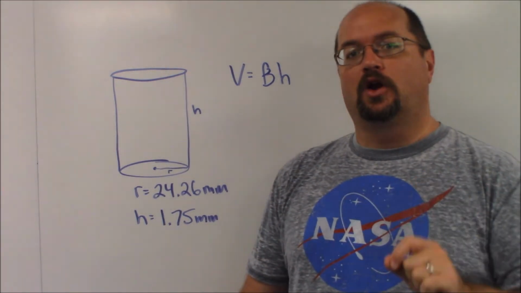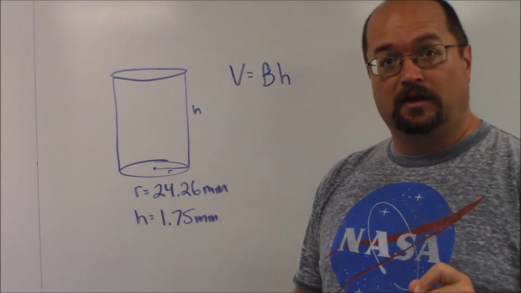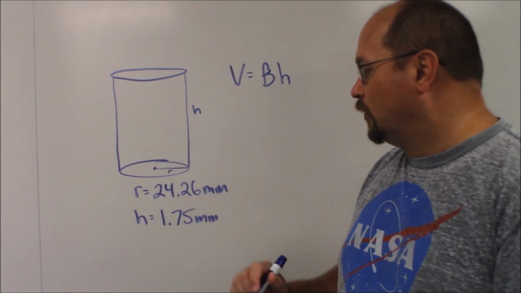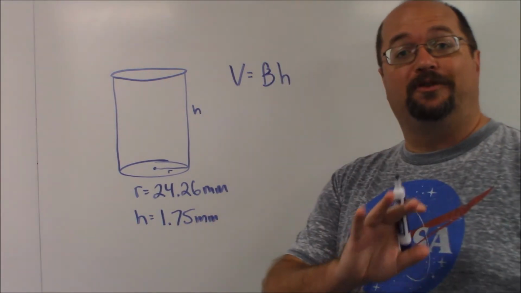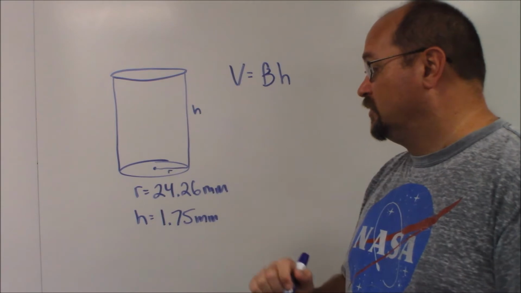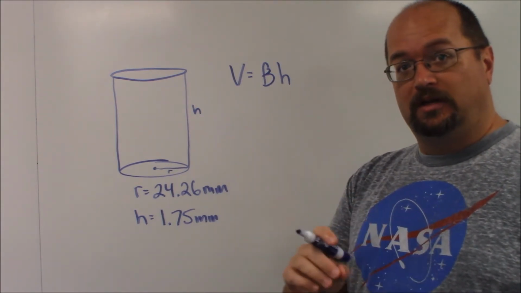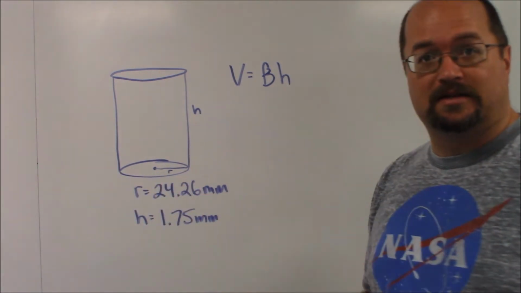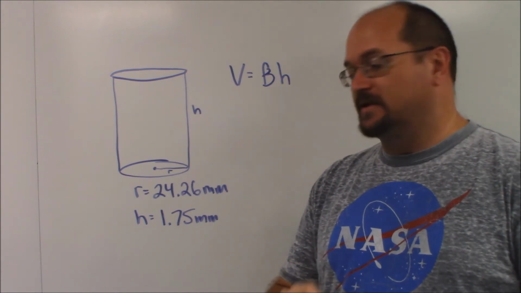Now, they throw a curveball in this problem because they give you the radius and they sort of give you the height. So they give you a radius of 24.26 millimeters. I'm sorry, they give you a diameter of 24.26 millimeters. So remember, diameter is the span completely across. So the radius is half of that. So that's the first thing. We're going to have to divide this number by 2 to actually get our radius.